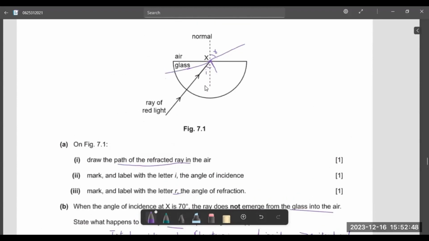Here we can see it is glass, which is a more dense medium compared to air. So when this ray is traveling from glass to air and the angle of incidence is more than the critical angle. Critical angle actually depends on the refractive index of the medium, N1, N2. So as the refractive index varies, the critical angle also varies.